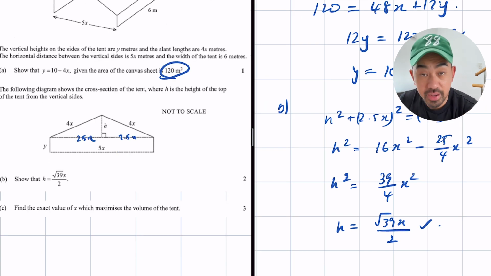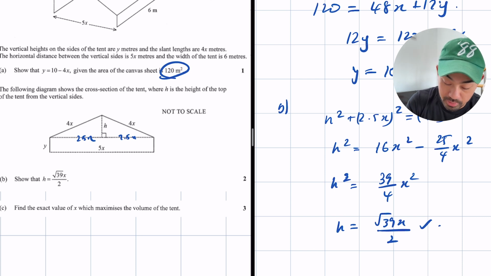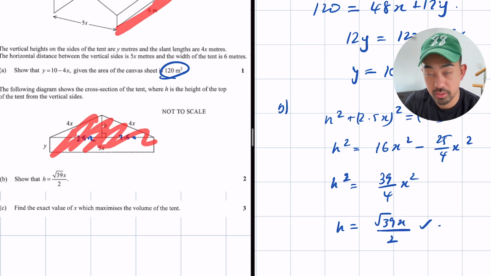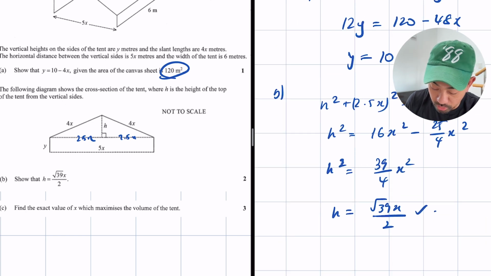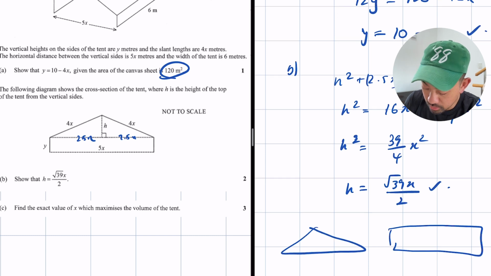All right, question C. Find the exact value of x which maximizes the volume of the tent. Okay, so the volume of the tent is going to be the cross-sectional shape times 6 meters, so the area times how far back it is. So what is the cross-section of the shape? I can see it's made up of a triangle and a rectangle, so the top and the bottom.